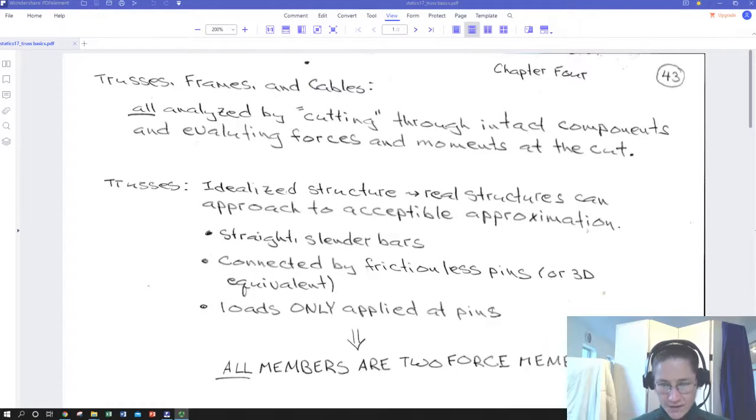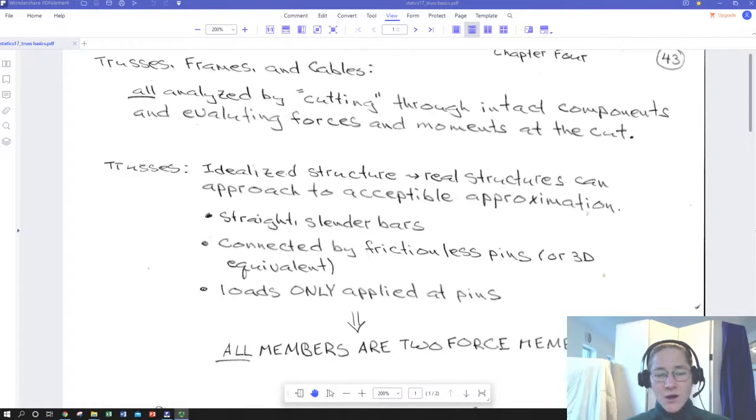You apply it only at the pins, and because of that, you are continuing to be able to treat those slender members as 2-force members. So conditions 2 and 3 really keep us in the category of all members being 2-force members.